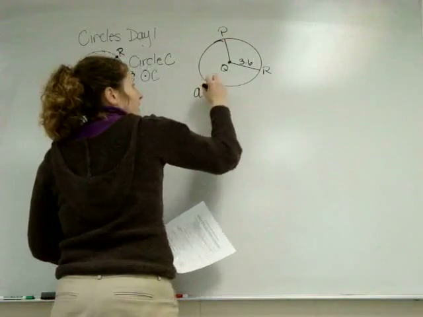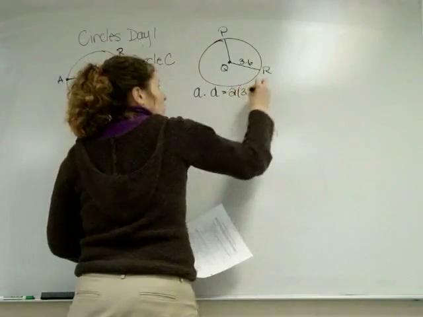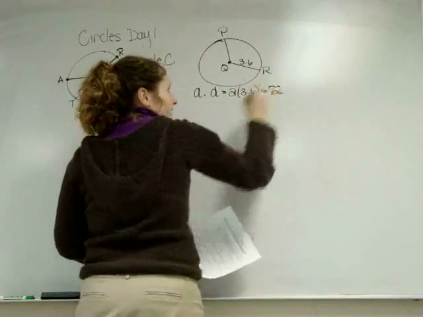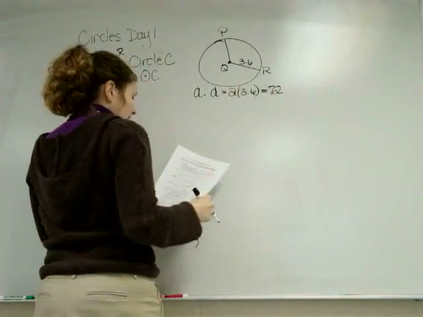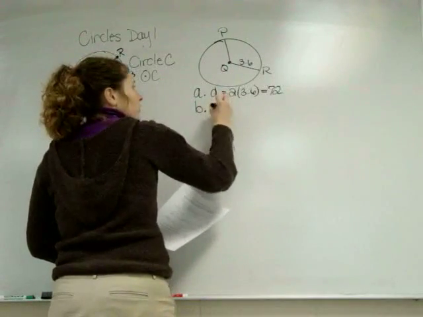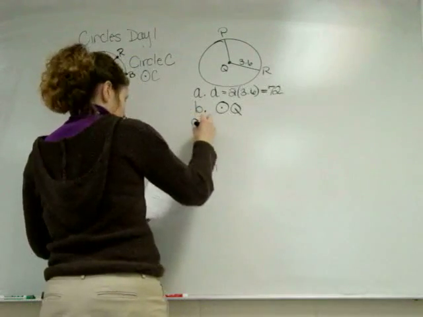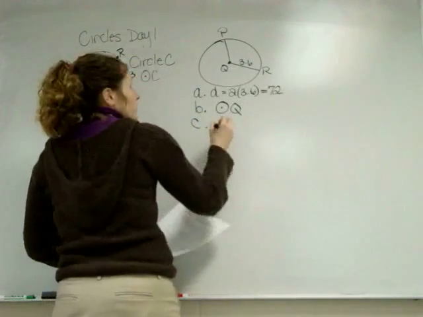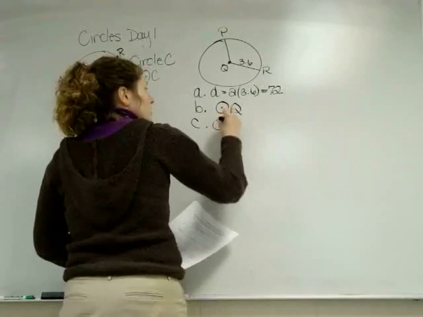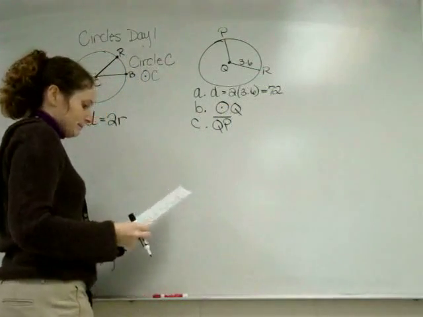Well, we can find the diameter by taking 2 times the length of the radius, 3.6, which gives us a diameter of length 7.2. Part B, name the circle using shorthand notation. We're going to have circle Q. And C, name a radius of the circle. You could either say QP or you could say QR. Either answer would be fine.